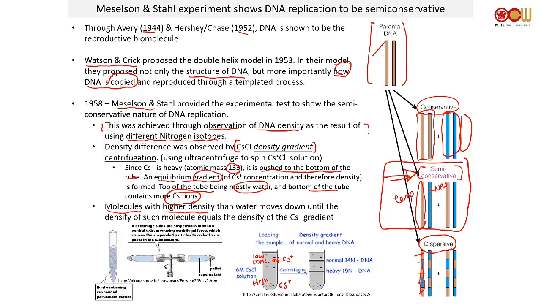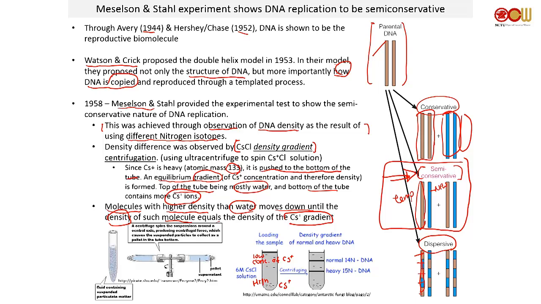Now, molecules with higher density than water, let's say you put DNA, okay? DNA is heavier than water, right? If you put DNA into this tube and you start spinning it, because it's higher density than water, it's going to move down along the tube until the density of that molecule equals the density of your metal ion gradient, okay? So does that make sense? Because you're spinning it together. And this is actually a very useful method to separate things based on their density, right?